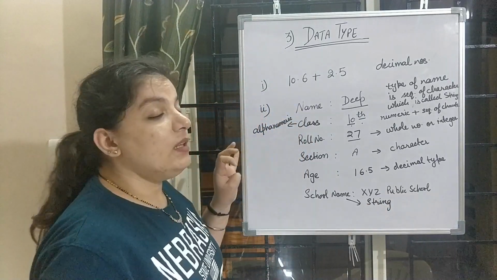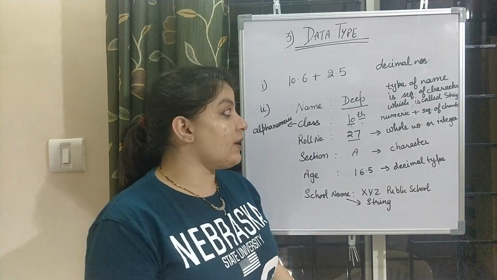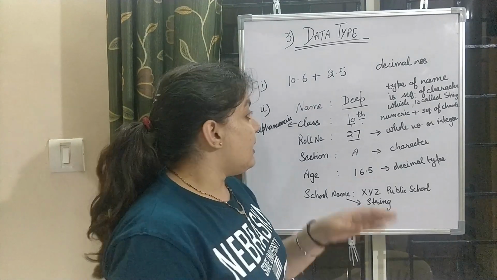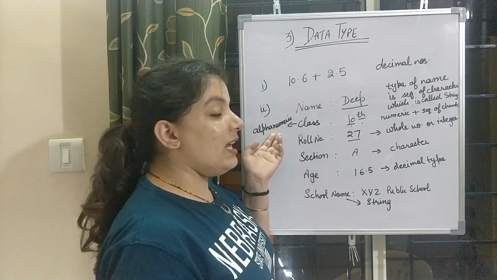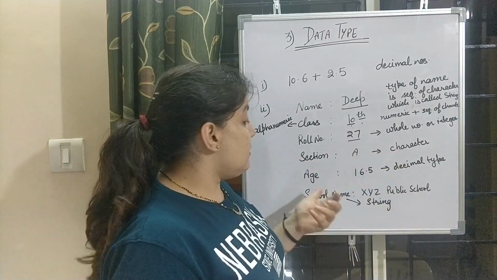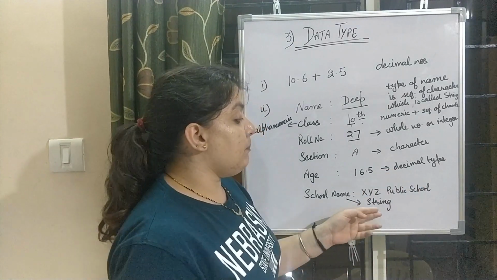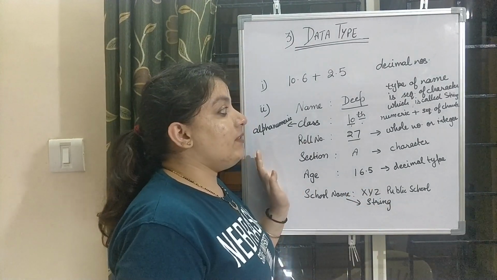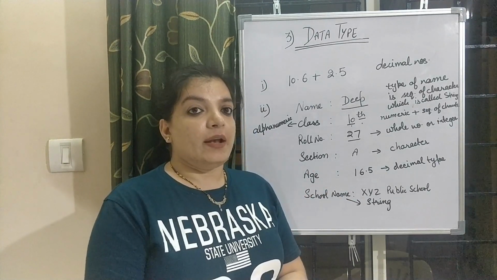So from this example, what you understand is that in our day-to-day life, we use different types of data daily. The data type of name is string, class is alphanumeric, roll number is integer, section is character, age is decimal type or it may be an integer, and the school name is a sequence of characters, which is known as a string. So by this example we get to know this point: in our day-to-day life we also use different types of data.